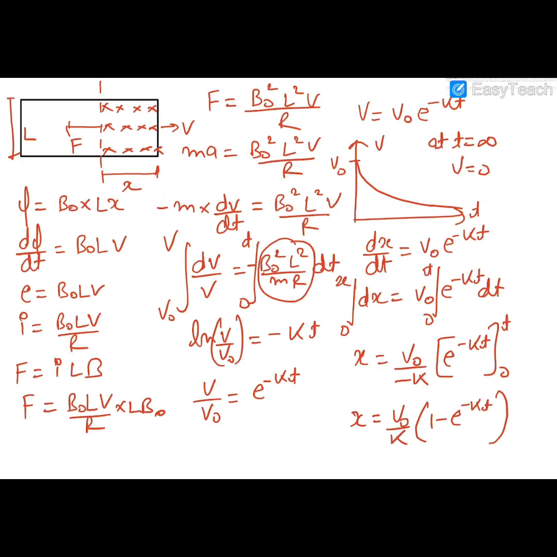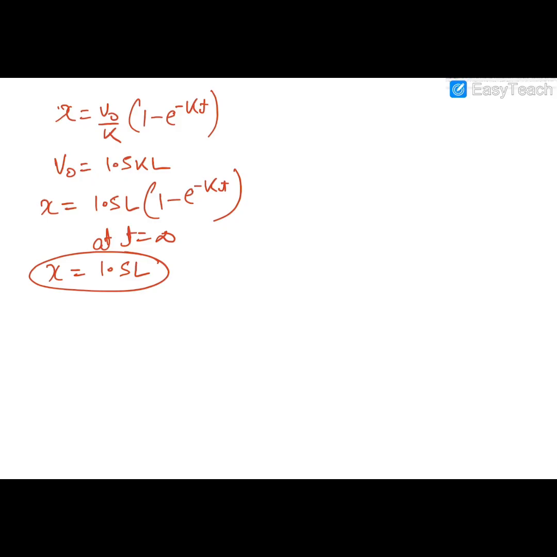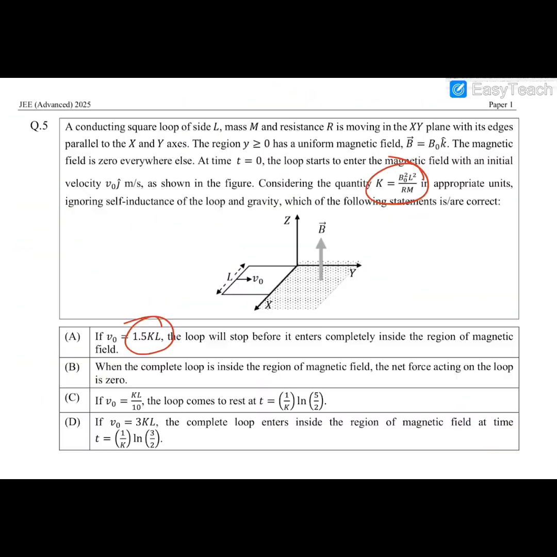So we know that when this loop will completely enter the magnetic field, x will be equal to L, which is this length. This is a square loop obviously, so x will be L when it will enter completely the magnetic field, and this x is 1.5 L. So option A is incorrect.